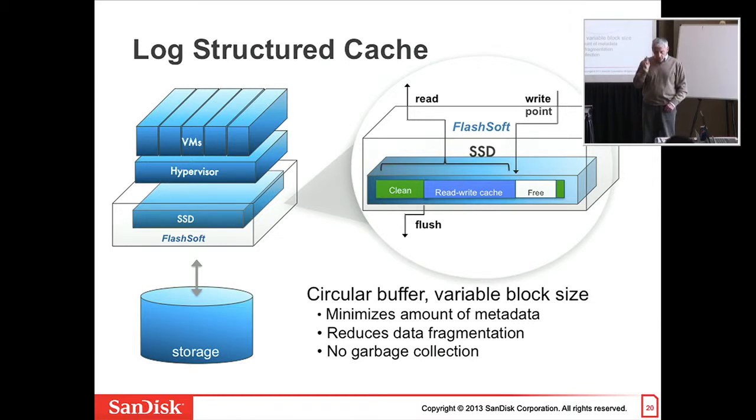Now a couple of words about the cache architecture that we have. From the very beginning, we decided not to develop a buffer cache design, where the cache is divided into fixed size pages. Why did we decide not to do this? Because we understand very well that we must avoid data fragmentation on SSD as much as possible. Because of that, we always write variable block sizes, and the cache is a circular buffer.